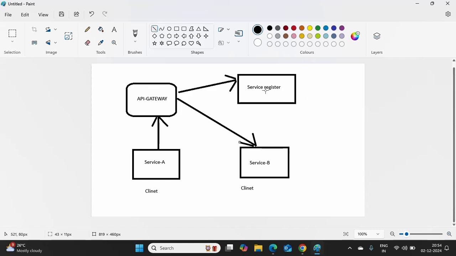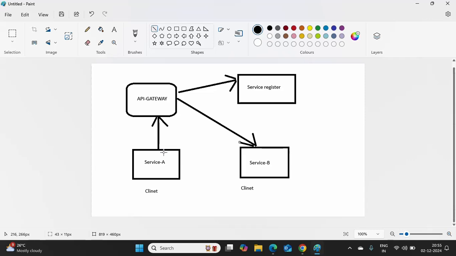The API gateway will get the service B information. Then after that it will forward the request to service B. Service B will give the response to the API gateway. The API gateway will send the response back to service A. Like this, the server side discovery pattern will work. Okay, now we understand the server side discovery pattern also.